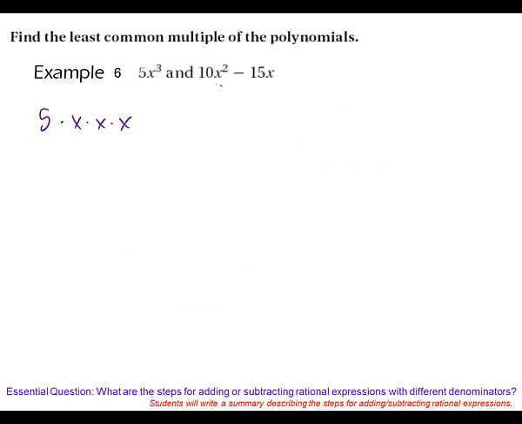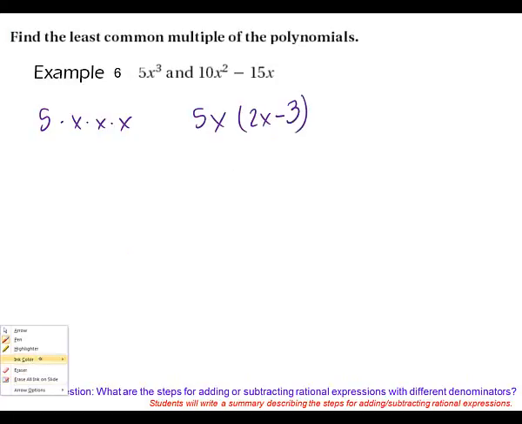All right, what's our greatest common factor here? 5x, good. What's left behind? x(2x - 3). Okay, so we're going to use our blue pencil. Circle everything that matches. So we're going to circle a 5 and what else?